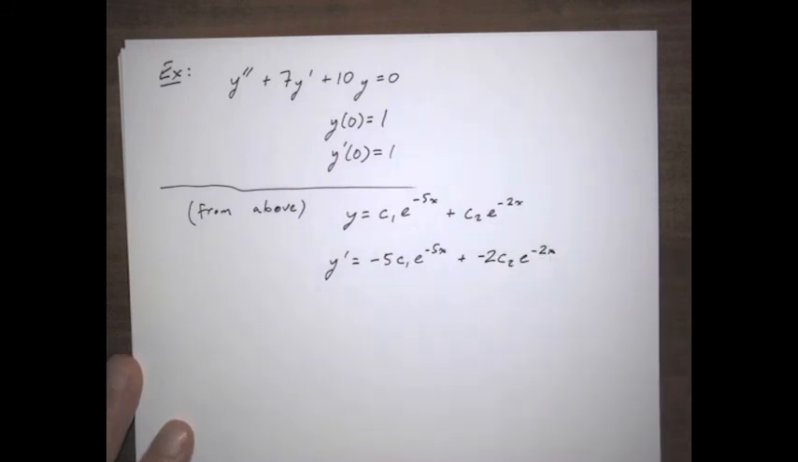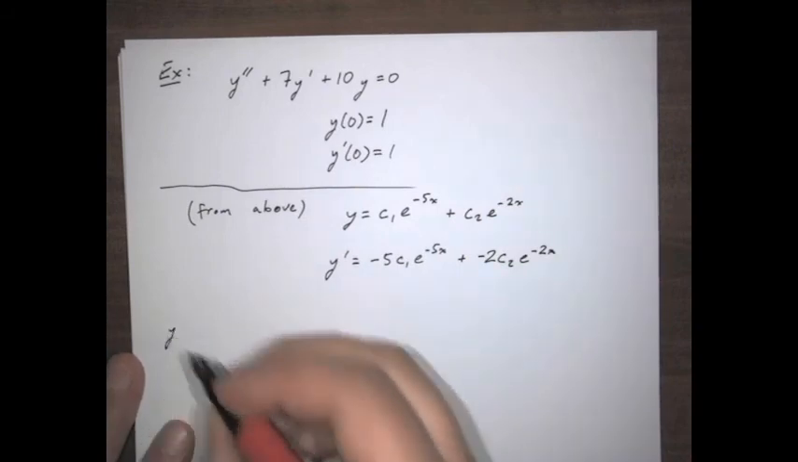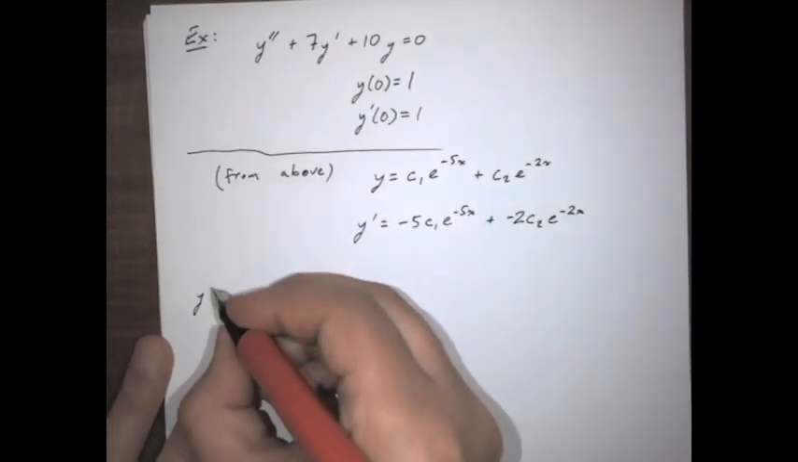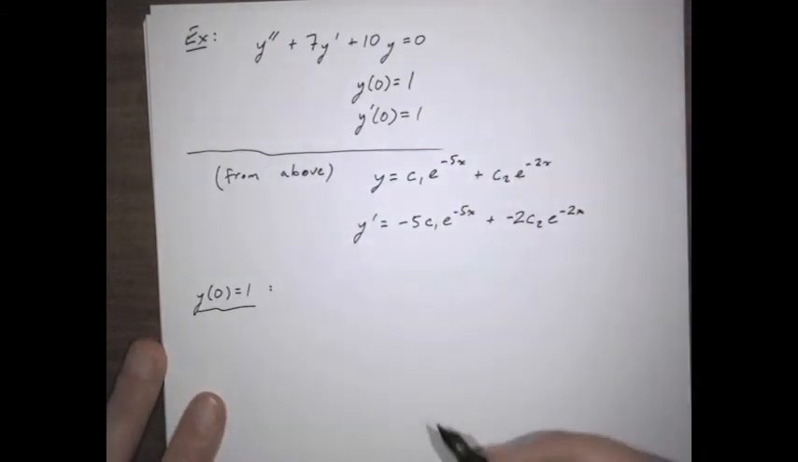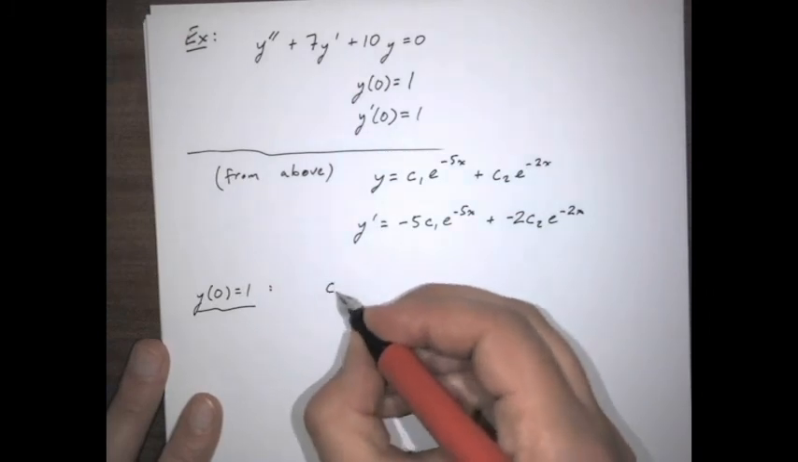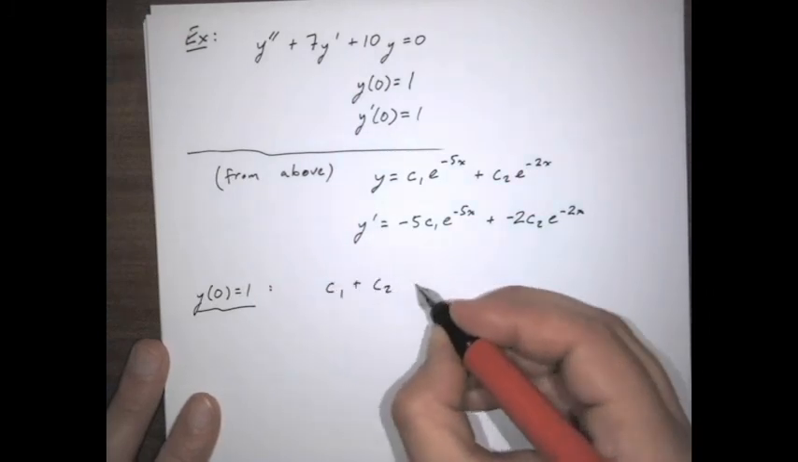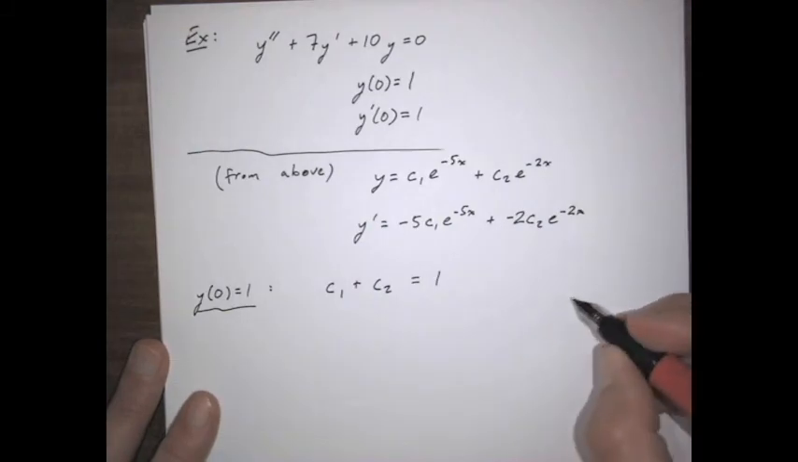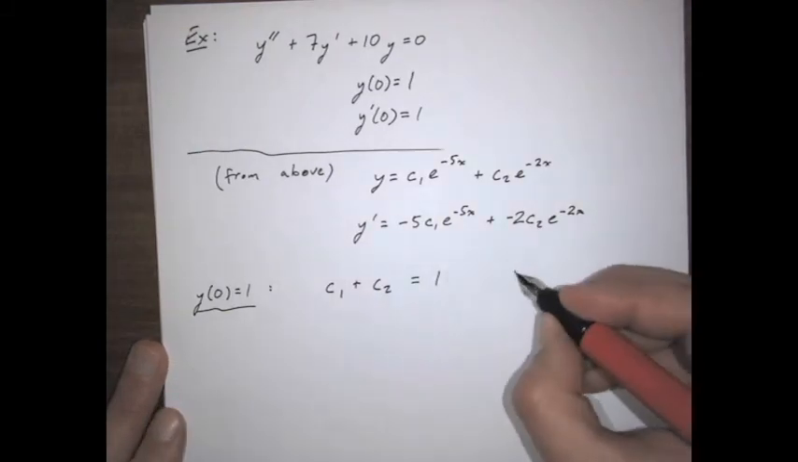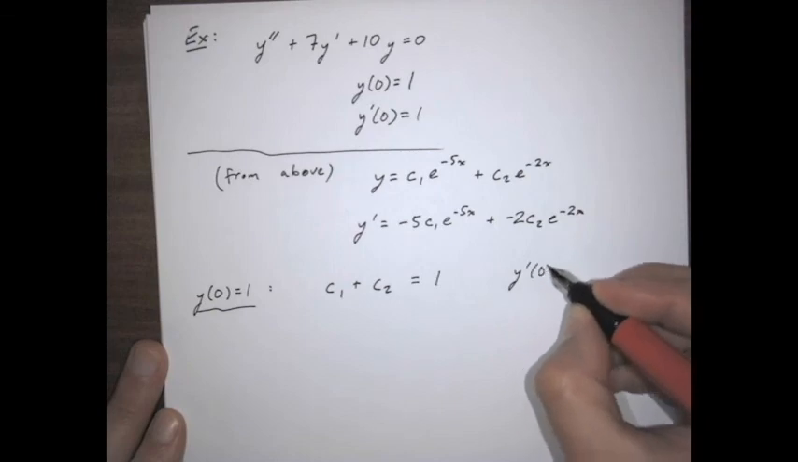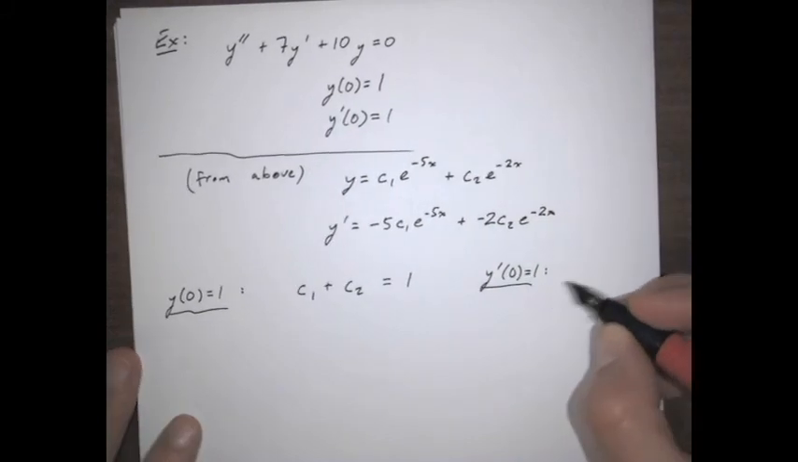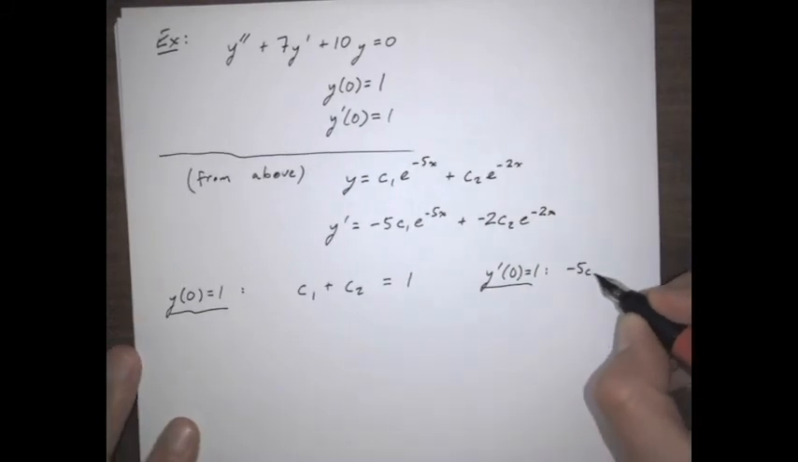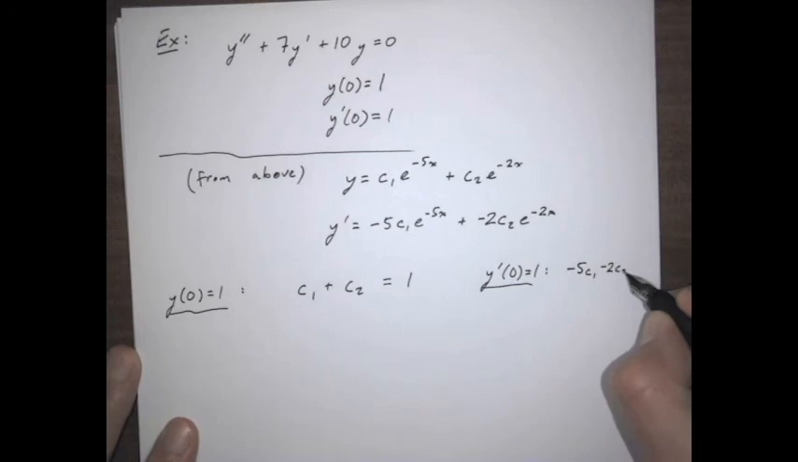So that means that if I plug in the y of 0 equals 1 initial condition into the first equation here, I'm going to get C1 plus C2 equals 1. And if I plug in the y prime of 0 equals 1 initial condition, I'm going to get negative 5 C1 minus 2 C2 equals 1.